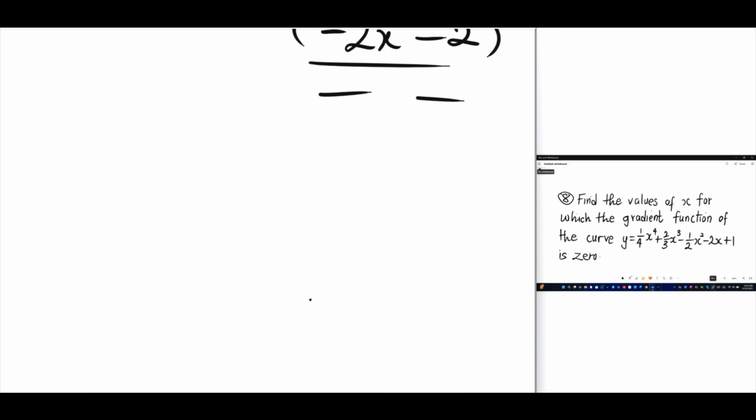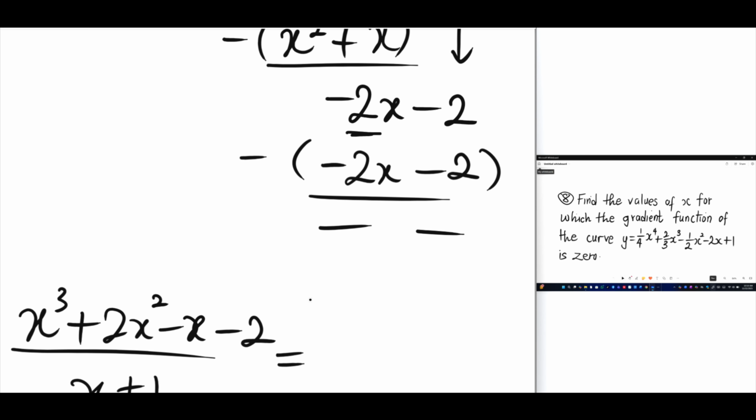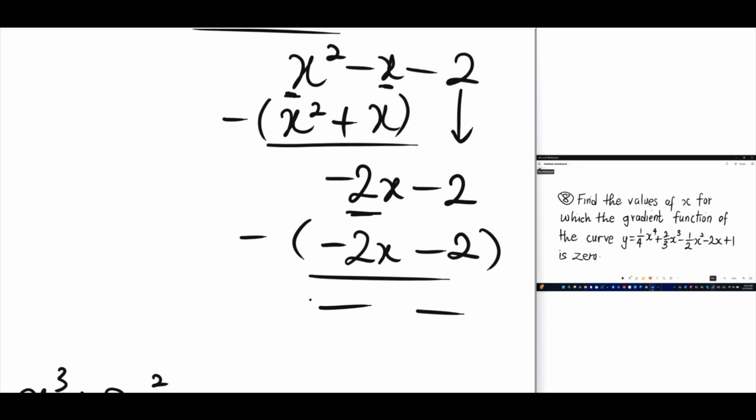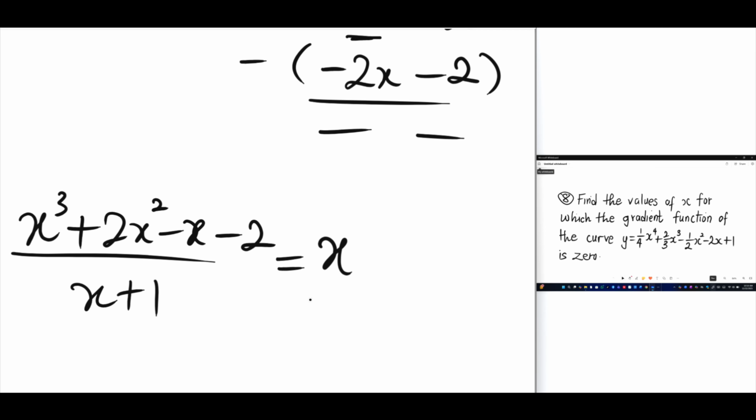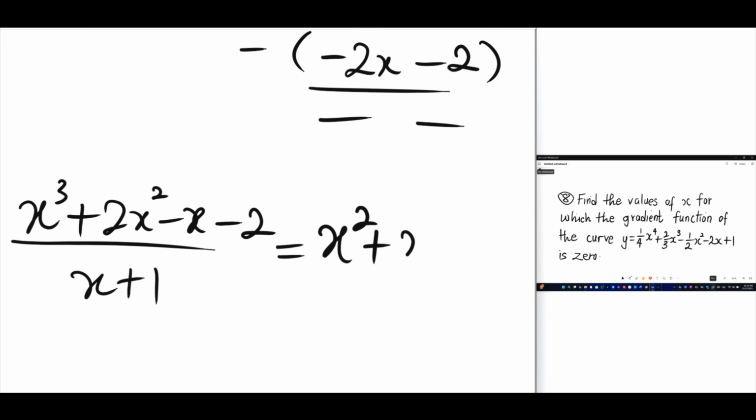Okay. So this implies that x cubed plus 2x squared minus x minus 2 divided by x plus 1 gives us a quotient of x squared plus x minus 2. All right. So this is what we had.